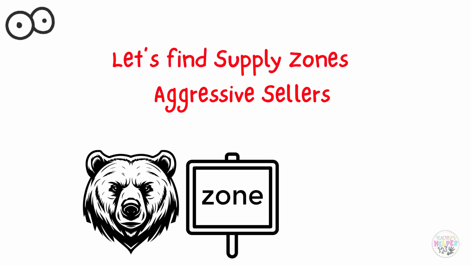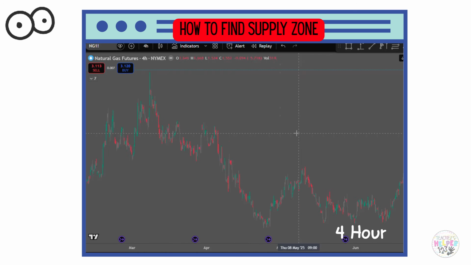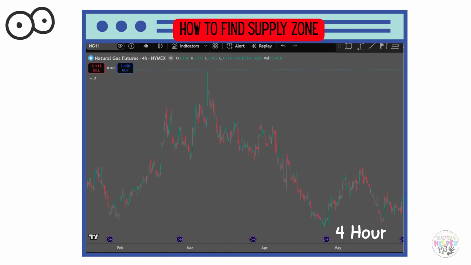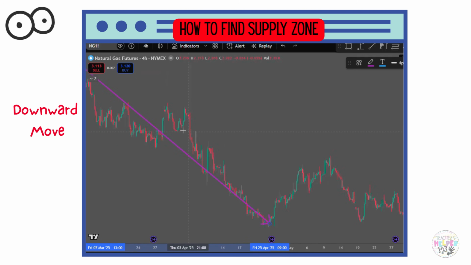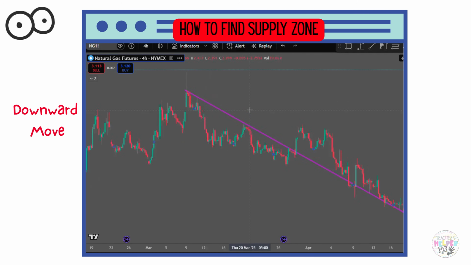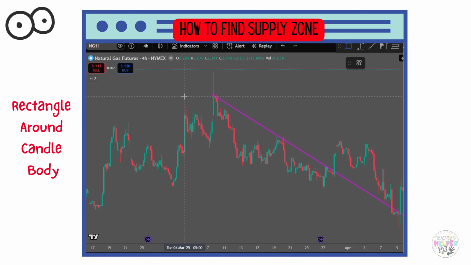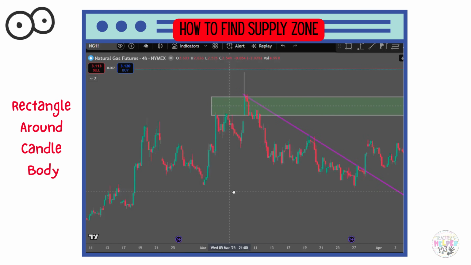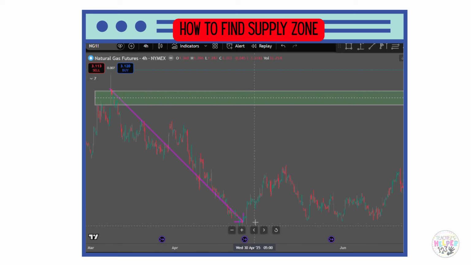Let's take a look at how to find the supply zone. For a supply zone here, this is a 4-hour gas chart. Okay, and we're looking for that downward move right here. And then look at the candle before that downward move happened. And we're going to put a rectangle around the top and bottom of the candle body. Okay. So essentially when it comes back to this area, it should do the same thing.